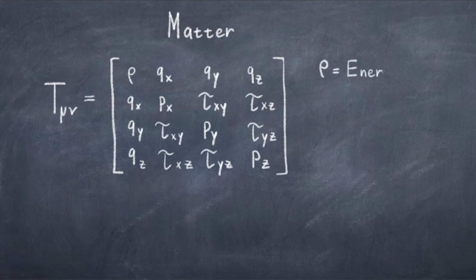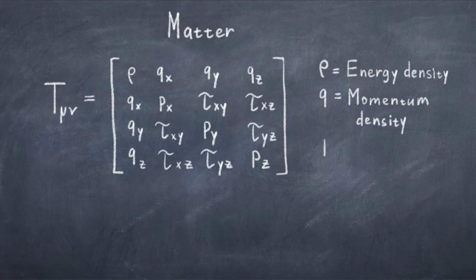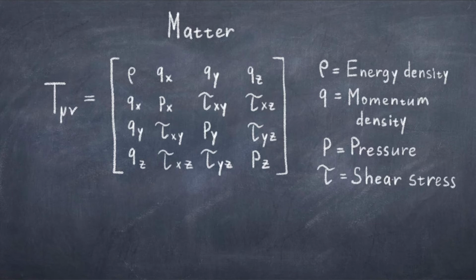Then there are the qx, qy, and qz components, and they represent the momentum density, which is a mixture of time and spatial components. Finally, we have tau components, which represent mixing of spatial components, which gives you shear stress. Note that both shear stress and the momentum density components appear twice because the tensor is symmetrical. These four types of components give us the matter-relevant quantities necessary to describe the universe on large scales.